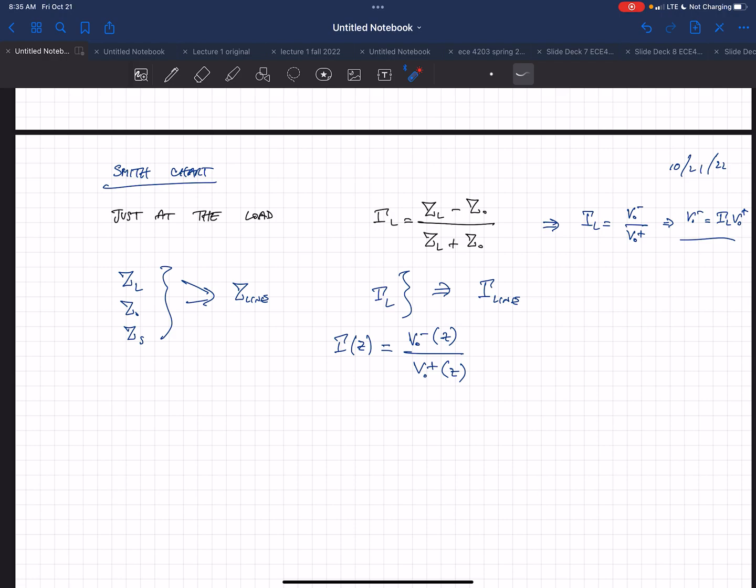And generally, all these reflection coefficients can be complex. So this is the concept of, let me write this down. What should we call this? Let's call this line reflection coefficient. So this is concept one.